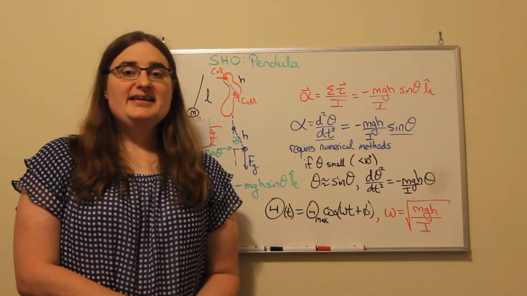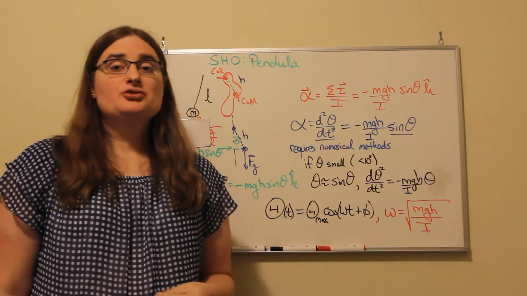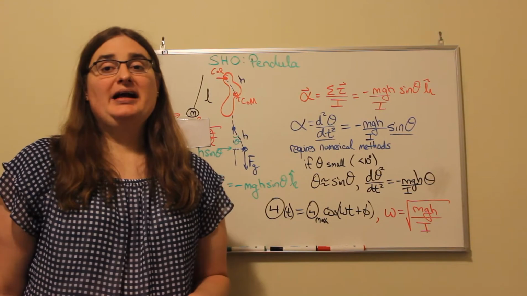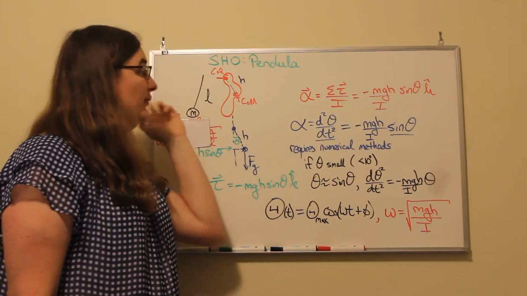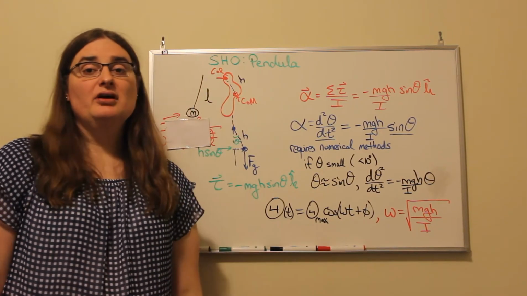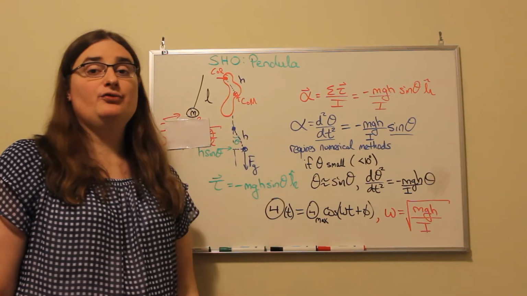Hi, let's take a look at how we can find the natural frequency for a class of simple harmonic oscillators known as pendula. Now, the simplest way we could make a pendulum is to have a particle at the end of a very long string, where that particle is just free to swing back and forth.